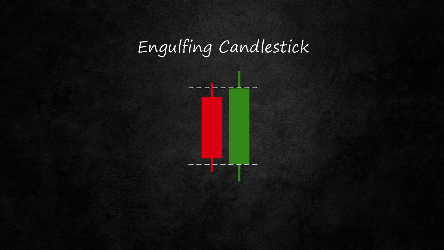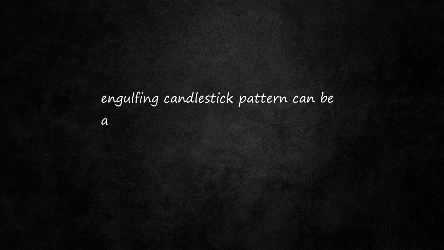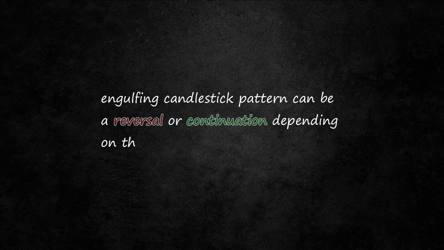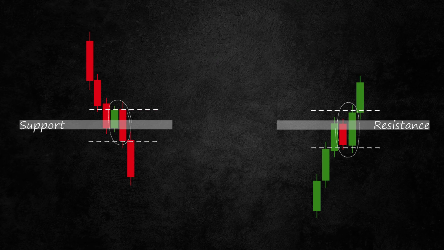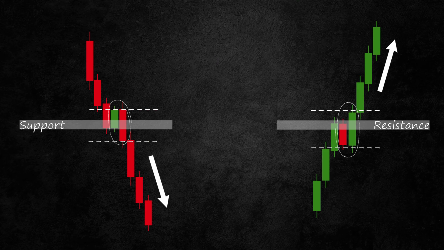The next one is the engulfing candlestick pattern. It consists of a red candle, followed by a bigger green one, which fully engulfs the red candle, or vice versa. The engulfing candlestick pattern can be a reversal or continuation depending on its position. If it closes above support or below resistance, it gives us a reversal sign. But if it closes below support or above resistance, it gives us a continuation sign.